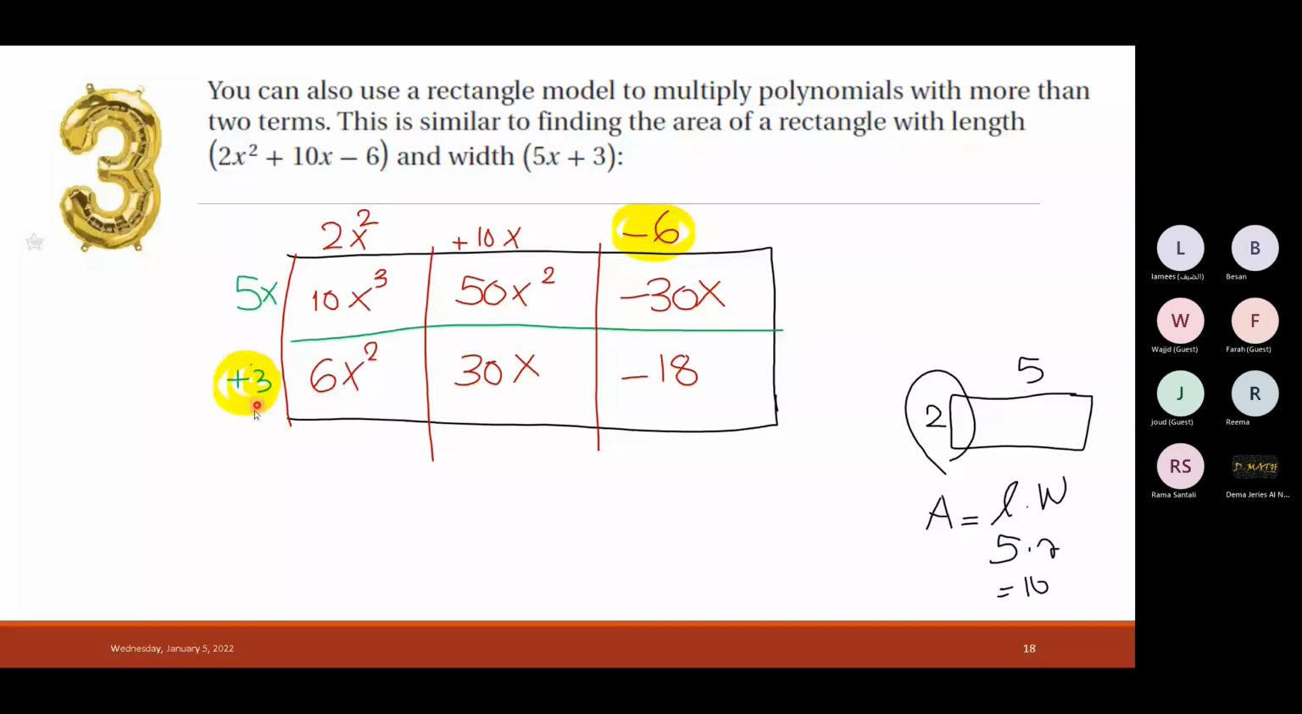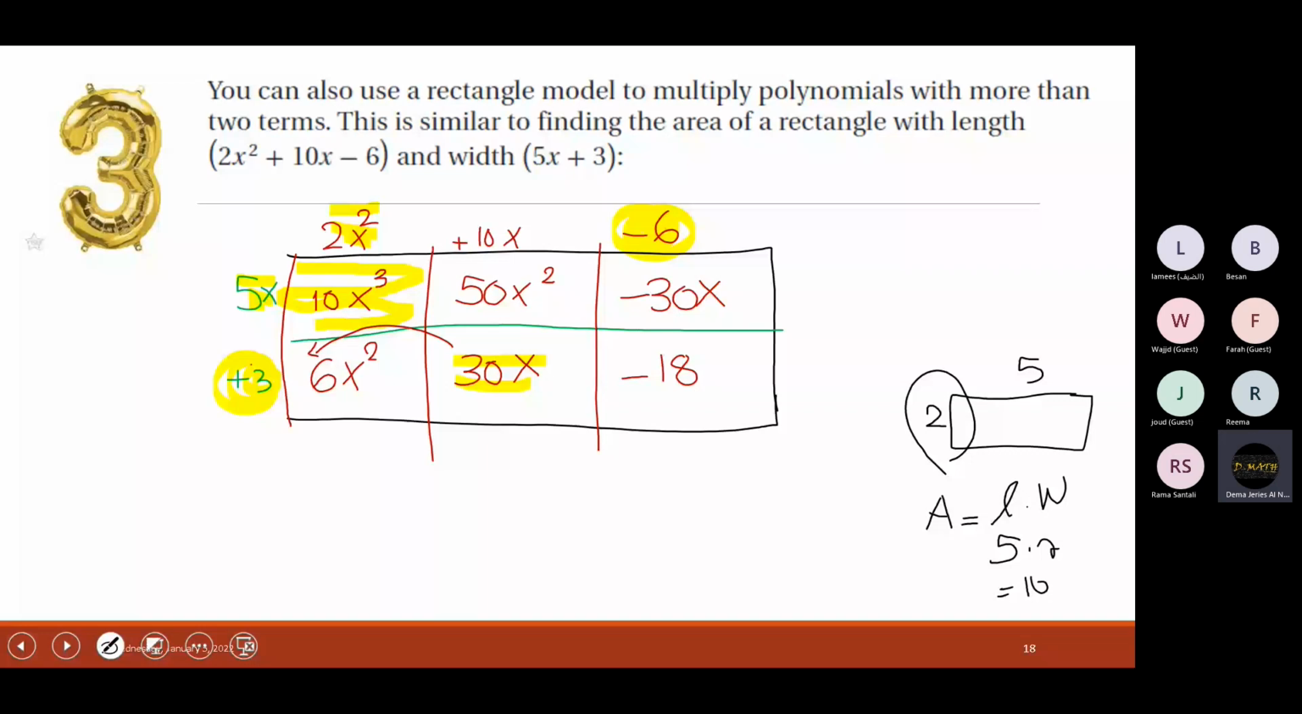Or in other words, you can say I want to fill this area. So where are the two terms? They are 2x squared and 5x. If I want to fill this area, where are the two terms here? Just a minute, please. We have 3 and we have 10x. So we multiply them together.